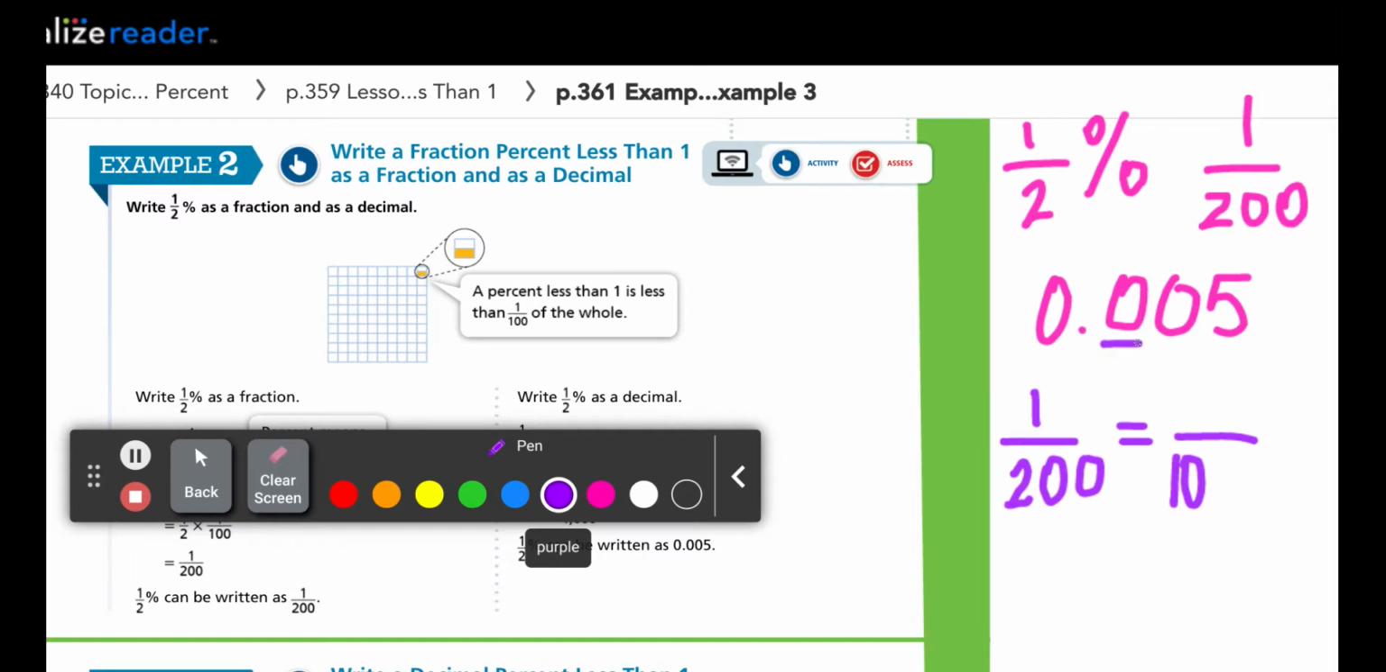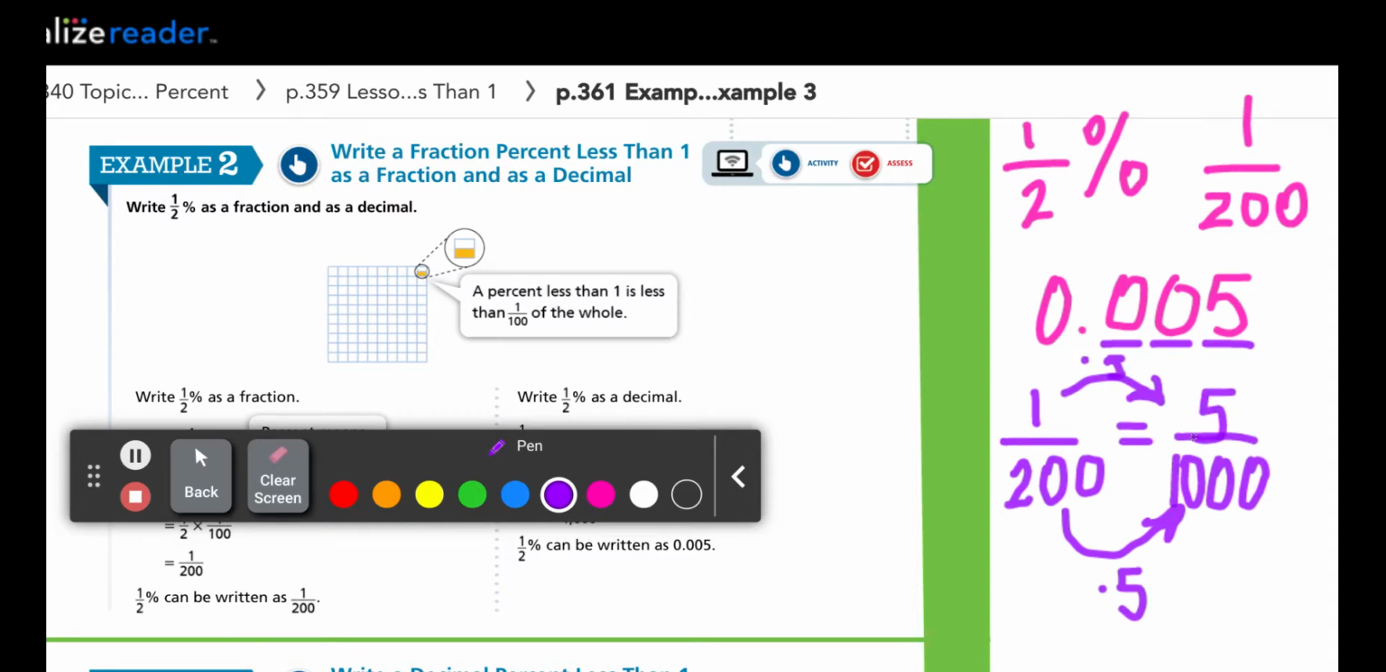No. Tenths? Nope. Okay, next I have my hundredths place value. Does 200 go into 100 evenly? Nope. But does 200 go into 1,000 evenly? Yes, it does. 200 times 5 is 1,000. Well, whatever you do to the bottom, you have to do to the top. Times 5, 1 times 5 is 5. And that matches. 5 1,000ths is the same thing as this decimal.